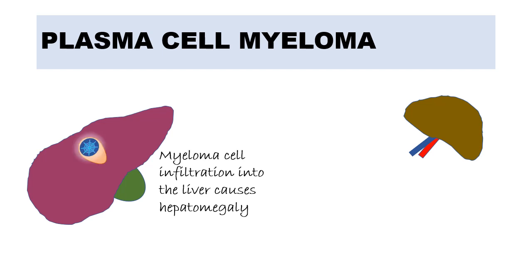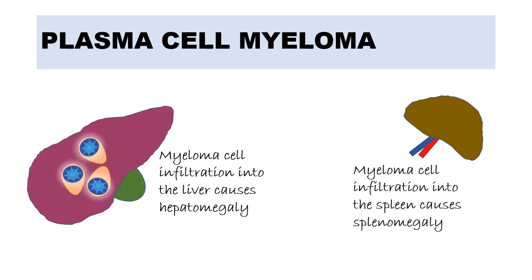Myeloma cells infiltrate into the main organs like the liver, causing hepatomegaly, and the spleen, causing splenomegaly.